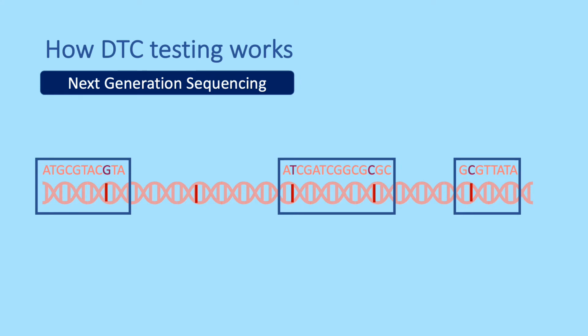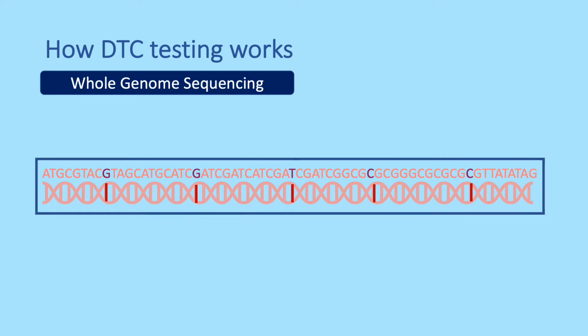Next-generation sequencing is a way to look at every nucleotide at selected locations in the genome. This allows them to find even more SNPs than SNP genotyping and may lead to more precise results. The last type of DTC genetic test is whole genome sequencing. Instead of just looking at SNPs or selected regions of the genome, these companies look at the entire genome, and this allows them to see all the SNPs. For the purposes of this webinar, we'll be focusing on SNP genotyping.